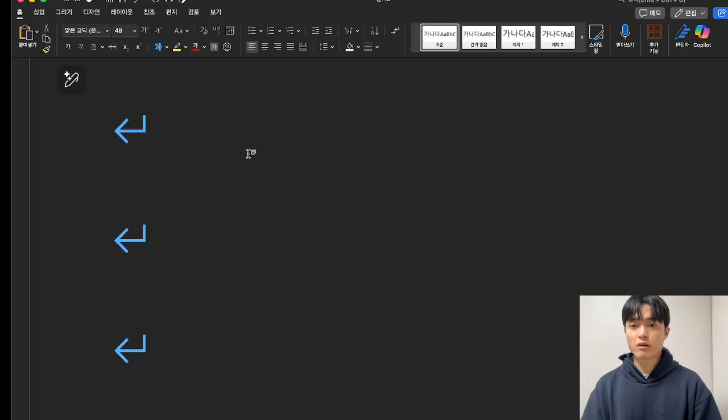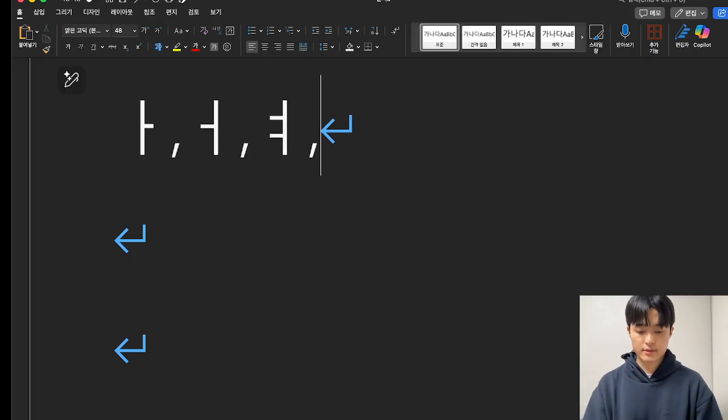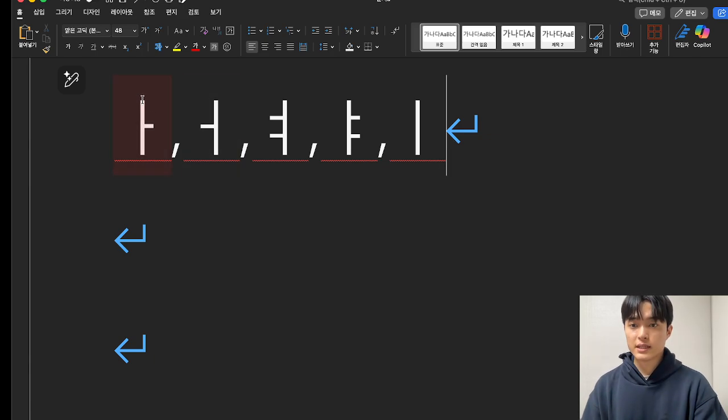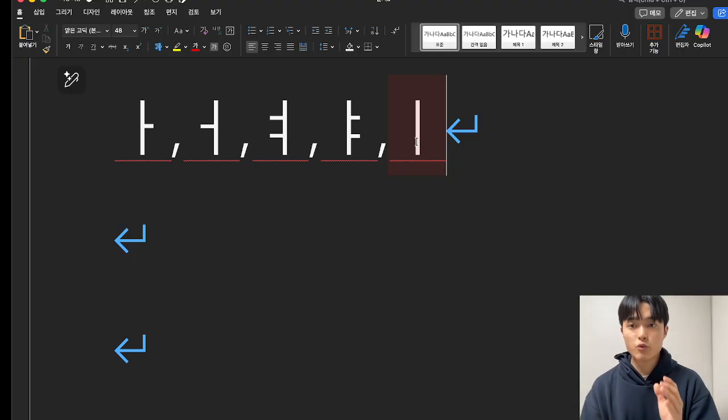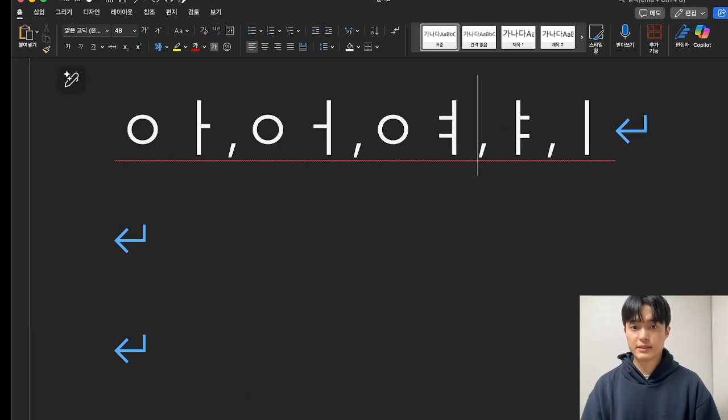So in Korean, there are vowels that have a vertical line, which means this kind of vowel. If we see it, all of them include these vertical lines, right? If the vowel contains a vertical line, we put the consonant on the left side, like this.